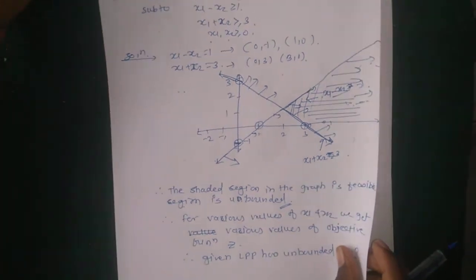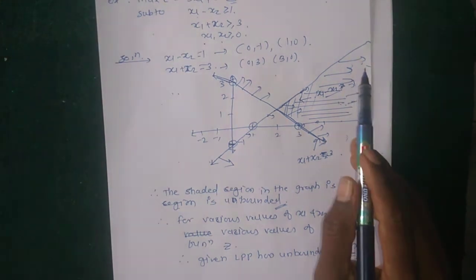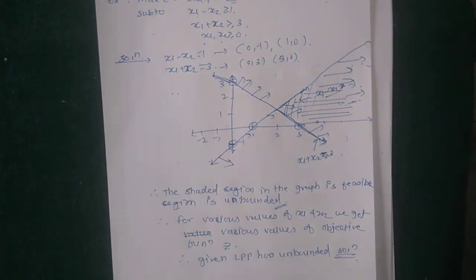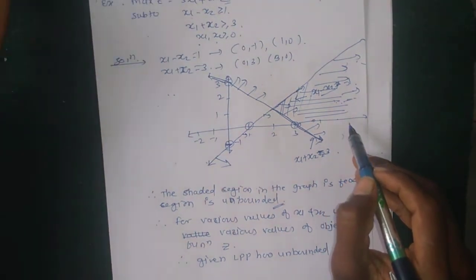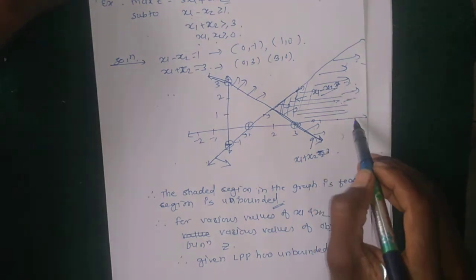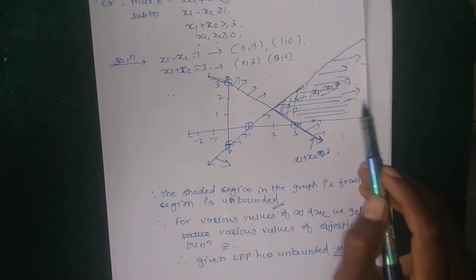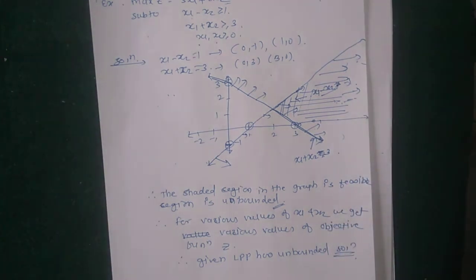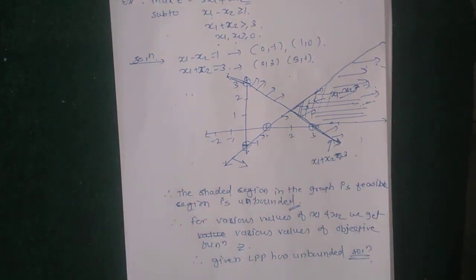Unbounded solution: how to find an unbounded solution if the region is unbounded and the given objective function is of maximum type. For various values of x1 and x2, the objective function value also changes. So for large x1 and x2, the value of the objective function must be large. Therefore, the given LPP has an unbounded solution. This is one case of our graphical method.